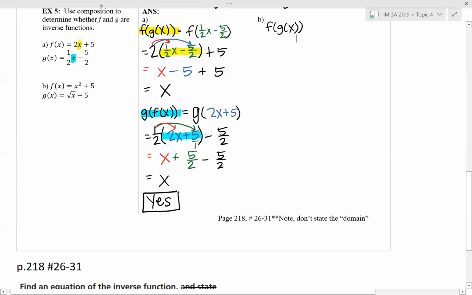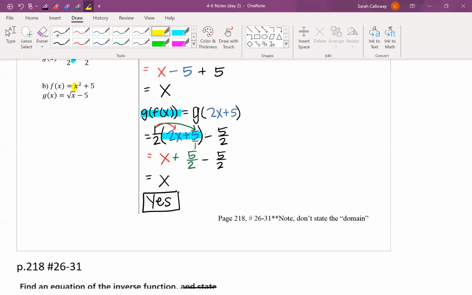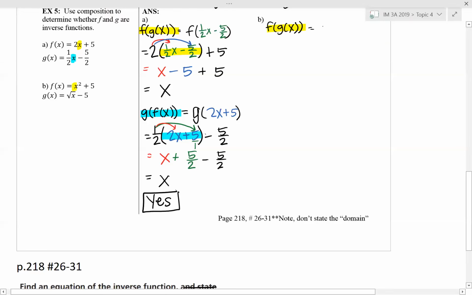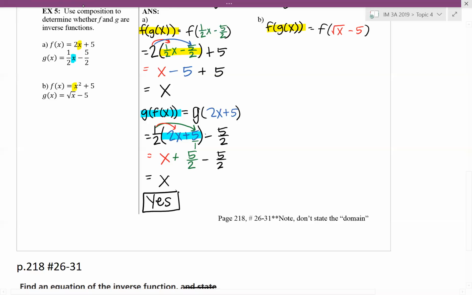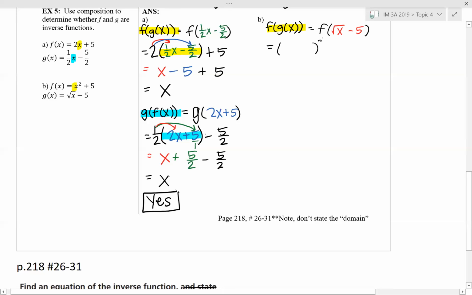So for this one, I have g that I'm plugging into f. So I'm going to plug in for this squared piece. I'm going to plug in the square root of x minus 5. So I'm going to evaluate f of our function for g, which is the square root of x minus 5. So in that x that I highlighted in f, I'm going to square that and then add 5. What I'm plugging in is the square root of x minus 5.